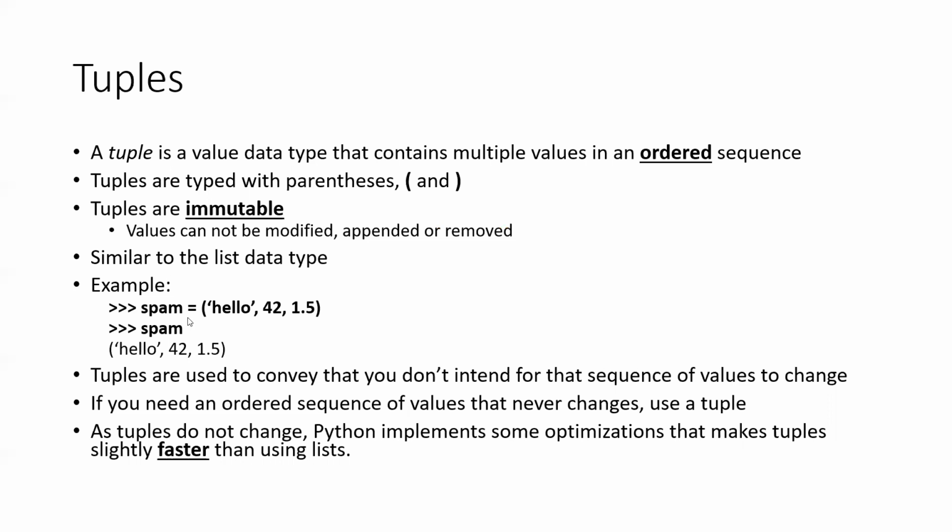So for example, if we have spam equals parenthesis hello, 42, 1.5, spam is now going to be this given tuple. A tuple is usually used to convey that you do not intend for that sequence of values to change. It's often used inside programs when you have default settings that you don't want to be modified. If you need an ordered sequence of values that never changes, use a tuple. As tuples do not change, Python implements some optimizations that actually make tuples slightly faster than using lists.